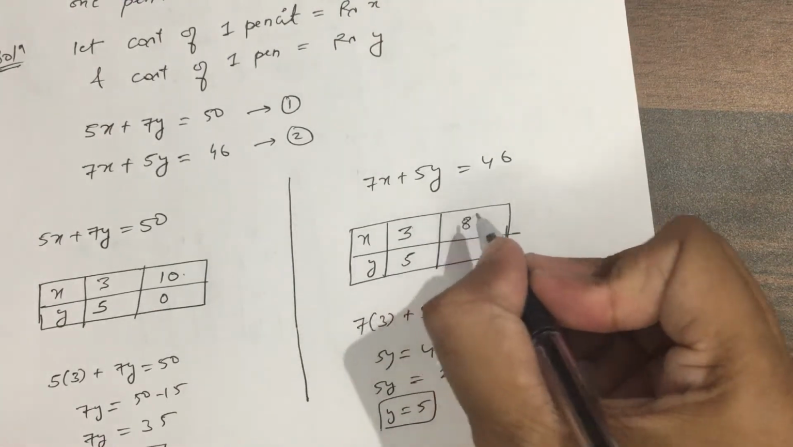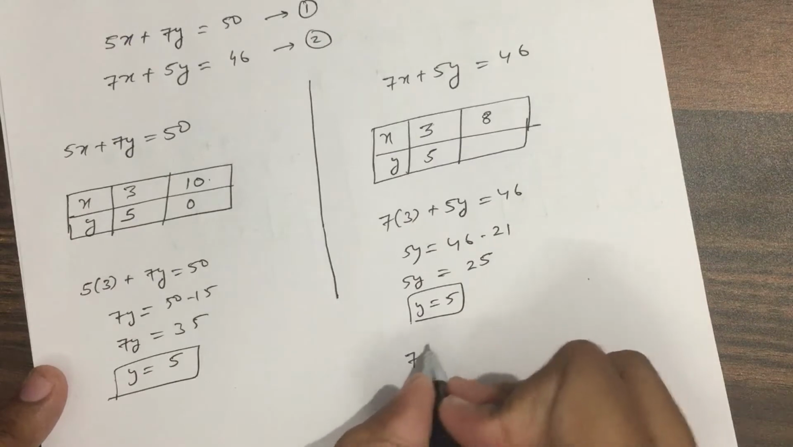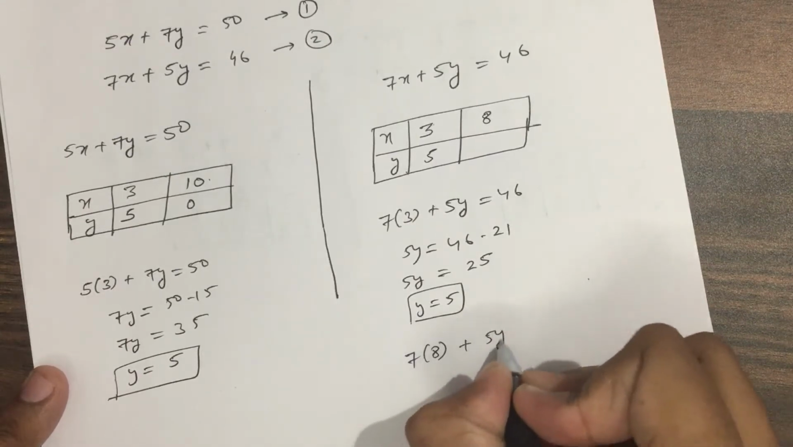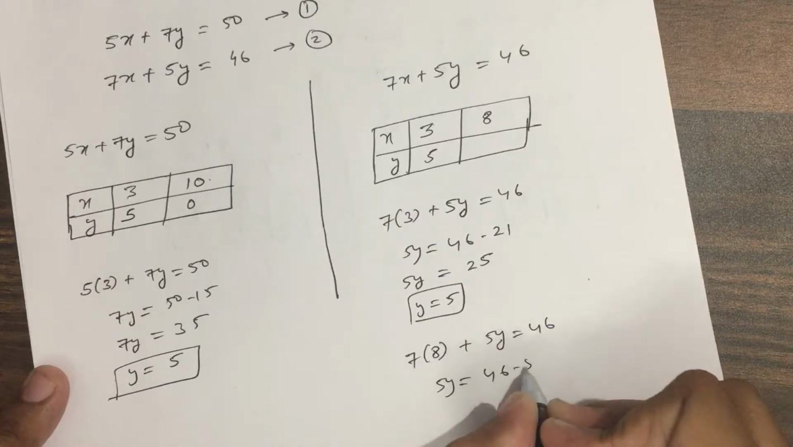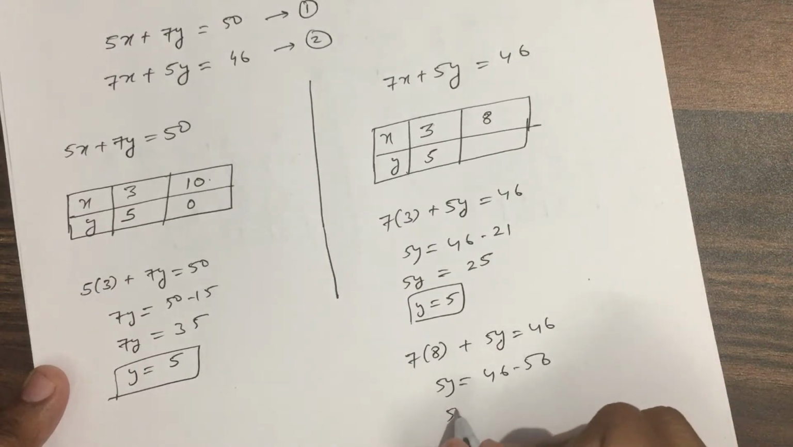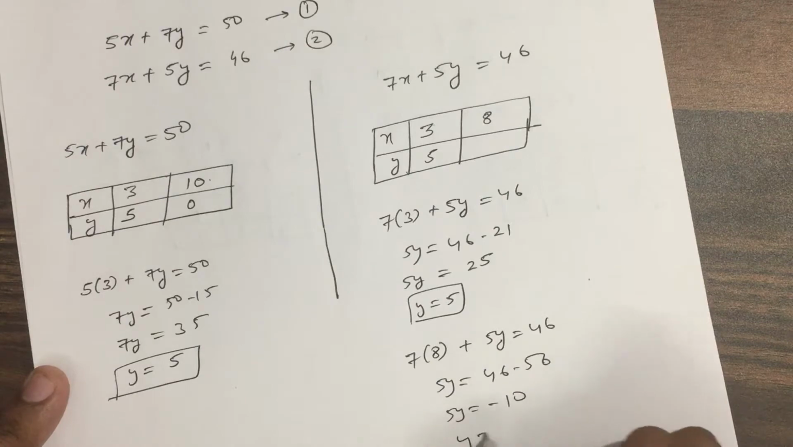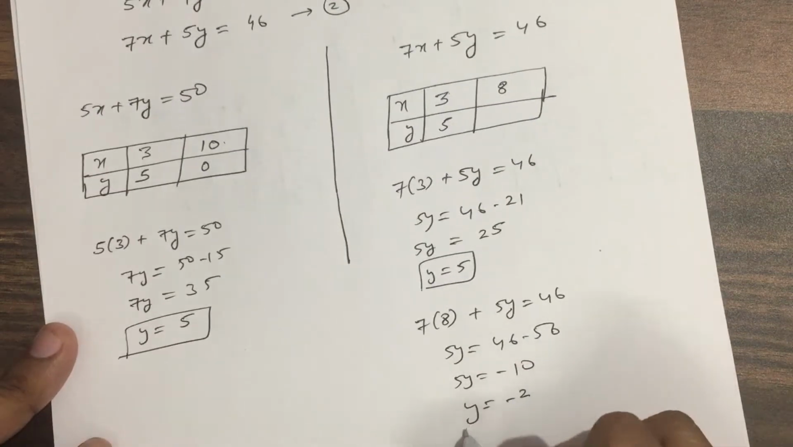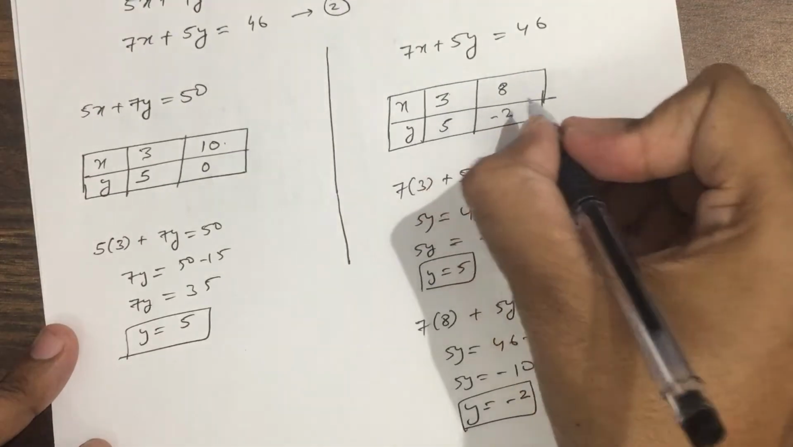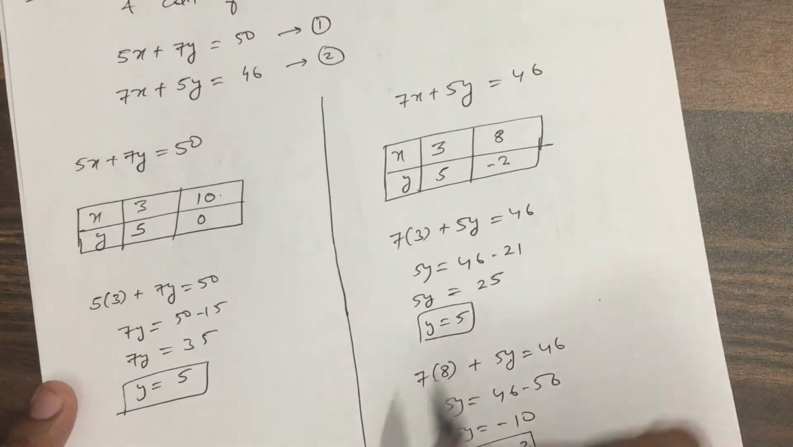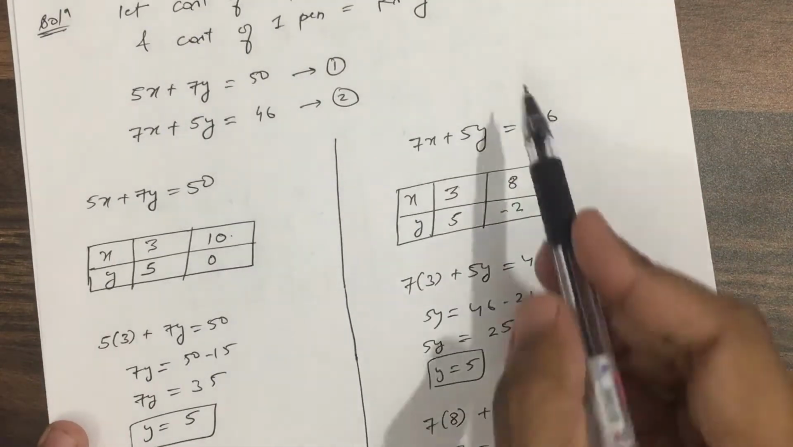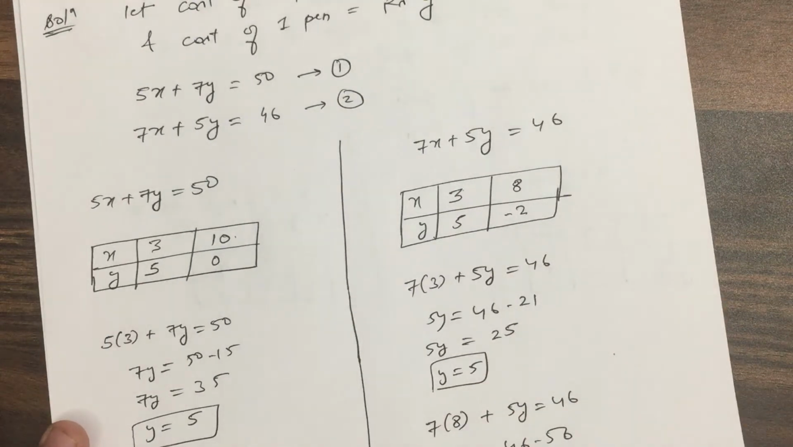Similarly, let us take x equal to 8. So 7 into 8 plus 5y equal to 46. Therefore 5y equal to 46 minus 56, 5y equal to minus 10. Therefore y equal to minus 2. So when x is 8, y will be minus 2. Therefore we have our required 2 points for this equation and 2 for the other. Therefore we can solve it easily.